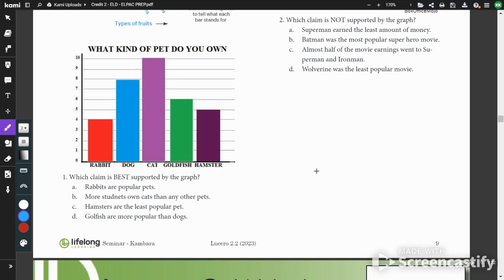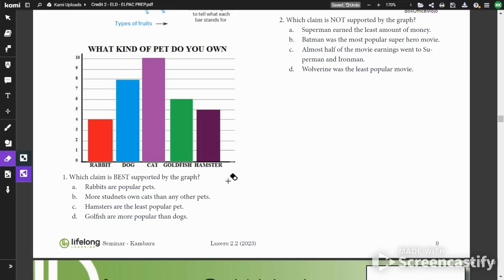Just by looking at the height of the bar, we can see that more people own cats, right? We know that because it's the highest one. Everything else is smaller. And we know that 10 people own it, because that's where this line ends up. It ends up at 10. So 10 people own cats, 8 people own dogs, 6 people own goldfish, 5 own hamsters, and 4 own rabbits.